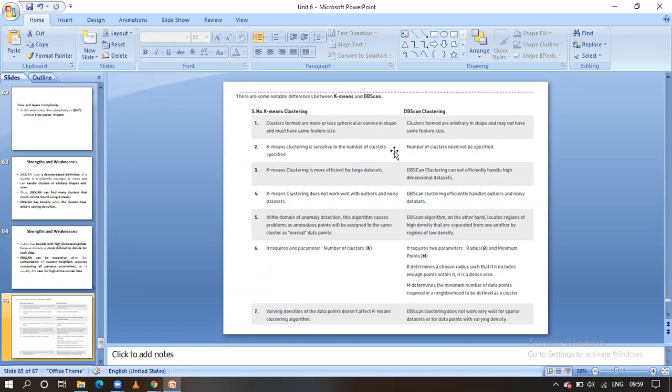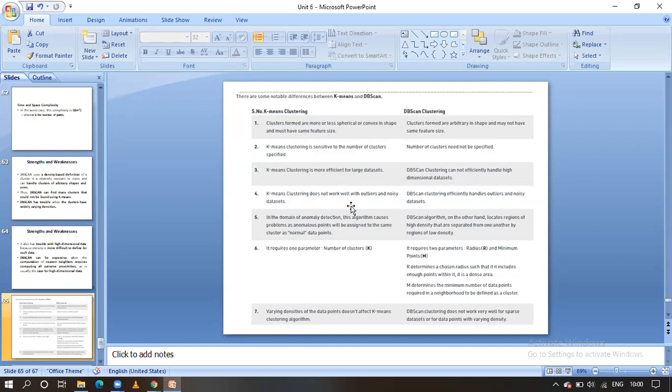Coming to k-means, as I already told you, we have to specify the number of clusters. But coming to DBSCAN, there is no need to specify how many clusters. Related to k-means, it's able to solve clustering for large data sets also. But DBSCAN is unable to solve that for high dimensionality data.